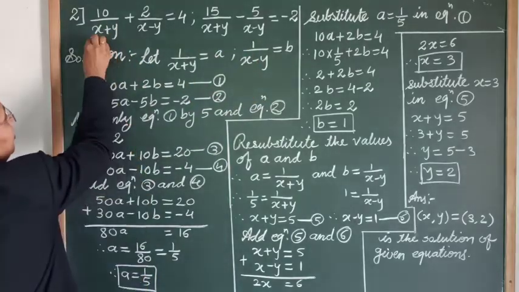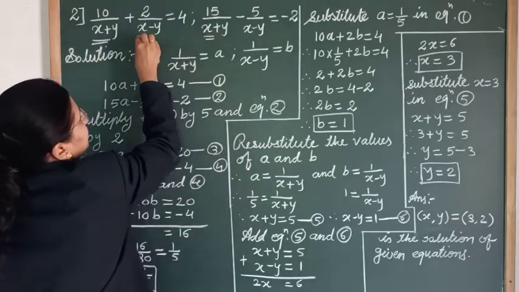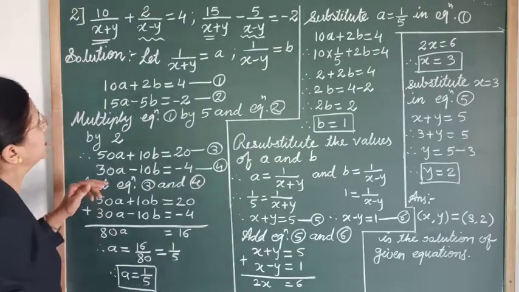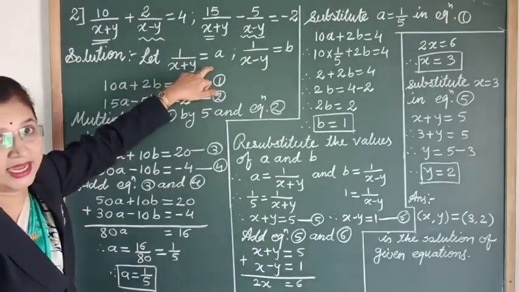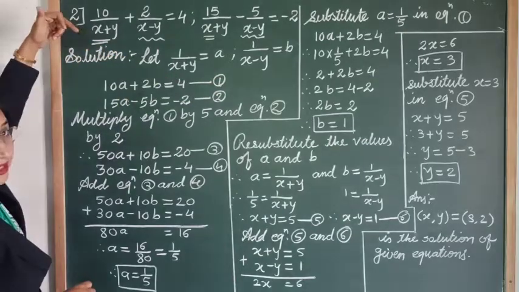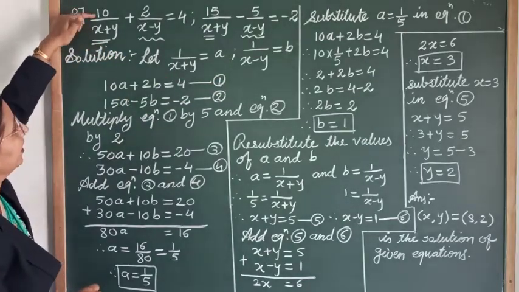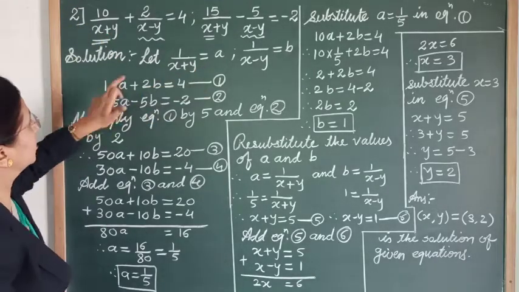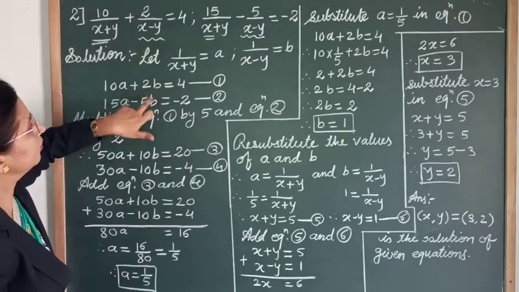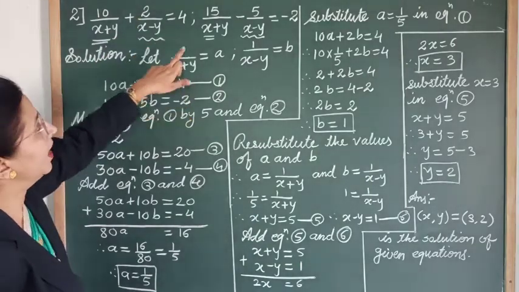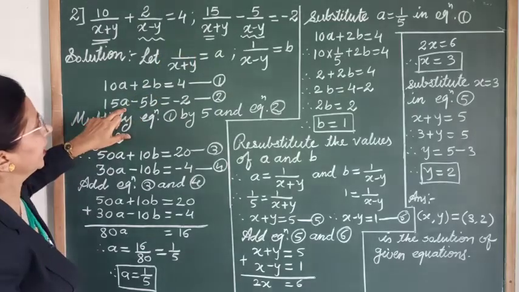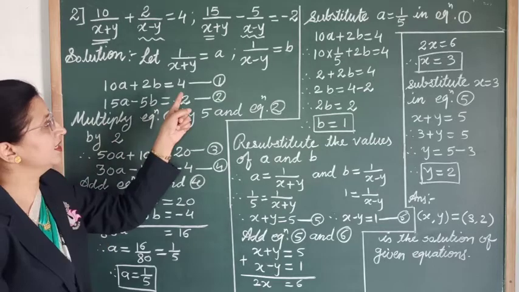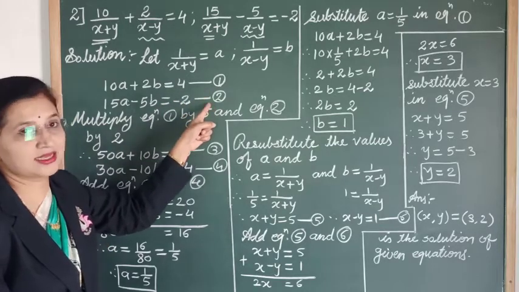Here you can see that the denominators are the same, so we can easily replace them by the new variables. So after replacing these by a and b, let's look at the new equations, that is 10a, because 1 upon x plus y converted into a. So 10a plus 2b is equal to 4. And for the other equation, 15a minus 5b is equal to negative 2. Let's consider this as our first equation and this as the second.